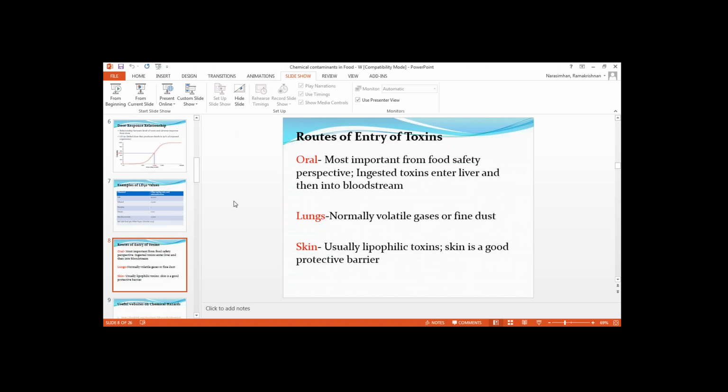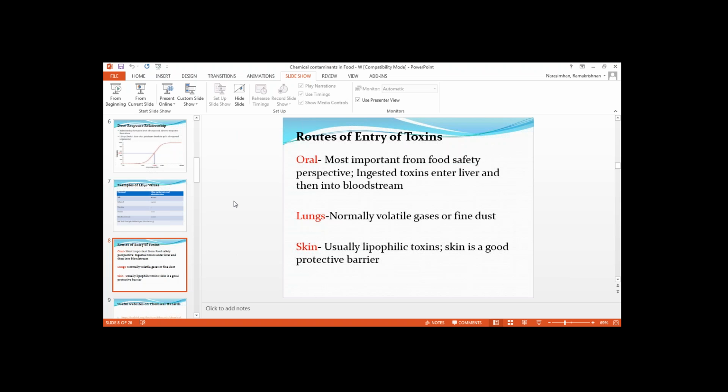The other two routes are lungs and skin, and these are not that important as far as food safety is concerned. Toxins that enter lungs must be either volatile gases or dust. Skin, again, is a very effective barrier, and not many chemicals can get through skin, so we will not talk much about this one.